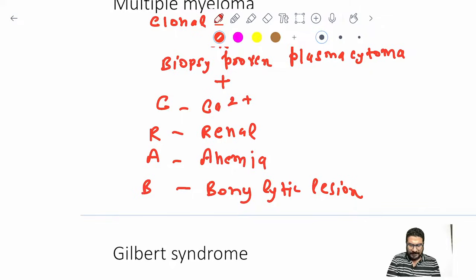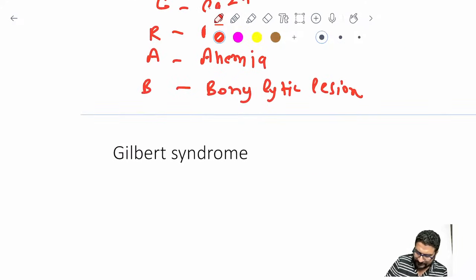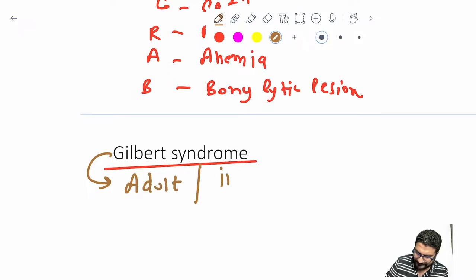Clear? Okay, now see, how does the question on Gilbert syndrome come? What type of question do they ask on Gilbert syndrome? They will ask you about a patient who is not a child but an adult, and generally it is an incidental finding.